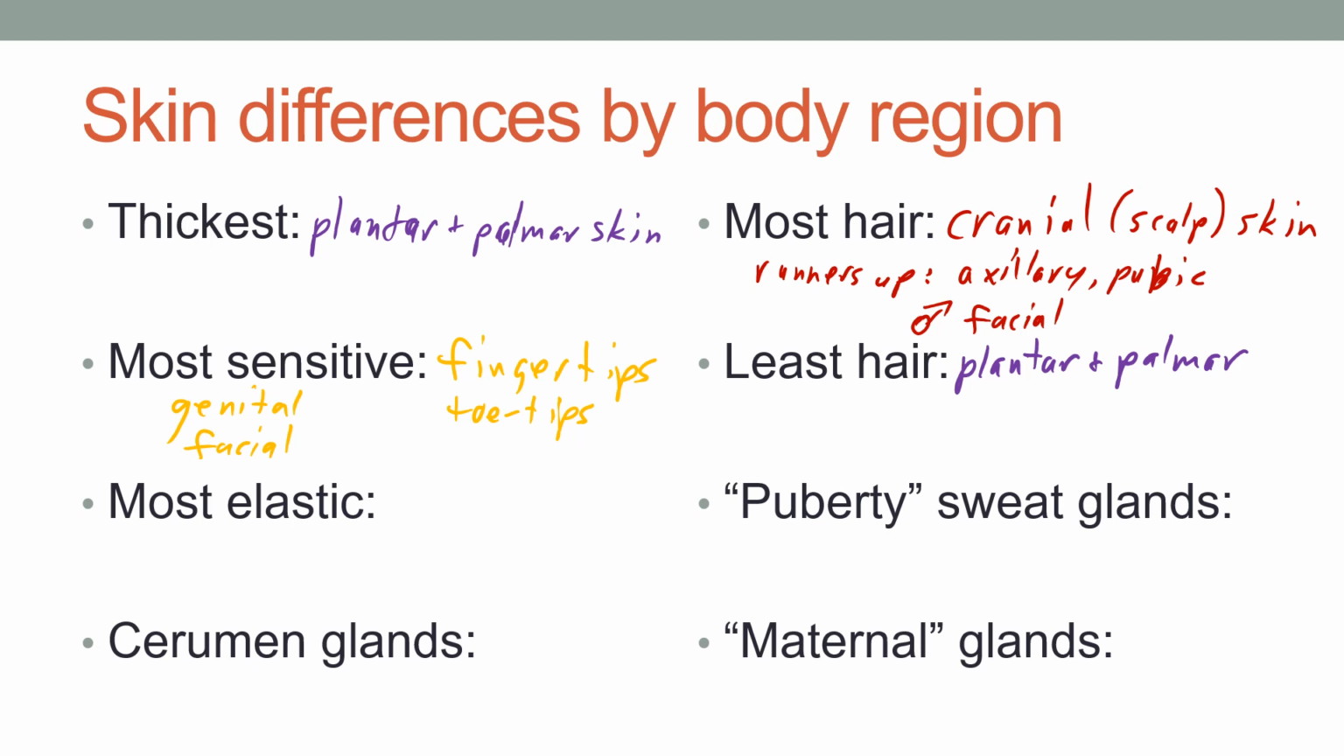Okay, the most elastic skin in the body. Again, I get in little fights with my students over this because often they want to say that it's the abdominal skin, because every time you eat a big meal, your stomach stretches a little bit. But really that doesn't have that much effect on the skin. And if you notice that when women get pregnant and their skin really stretches there, they often get stretch marks, which is an indication that the skin is not as elastic as perhaps it could be.